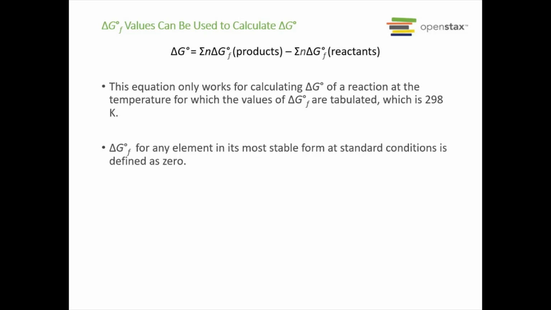All right, so this equation only works for calculating delta G standard of a reaction at the temperature for which the delta G standard of formation values are tabulated, which is at 298 Kelvin. So if you're looking at a system that is not at 298, this does not work. Now, the delta G standard formation of any element in its most stable form at standard condition is defined as 0.